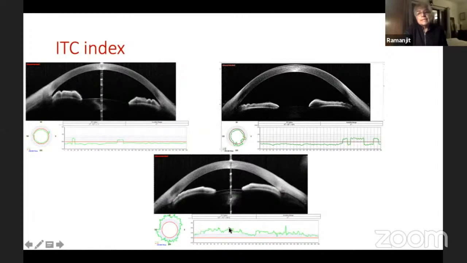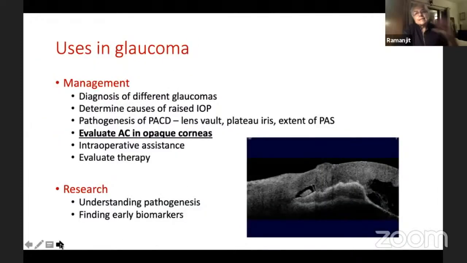And if you look at the ITC, you can see almost 360 degrees of the iris is definitely touching the trabecular meshwork and probably into the cornea. So the ITC index has helped us to say what is the extent of the PAS, and the extent of the PAS tells us what is the damage to the trabecular meshwork.